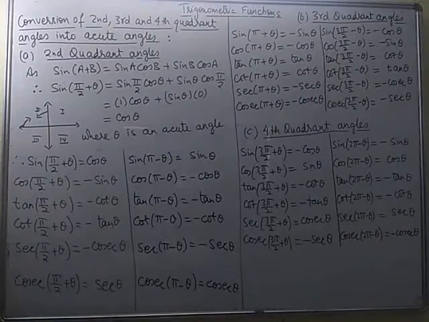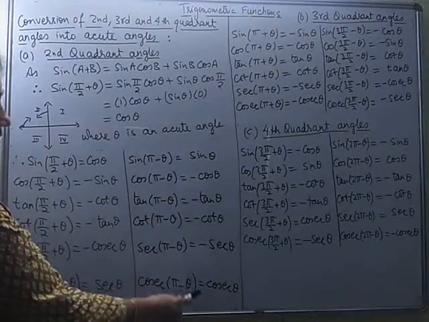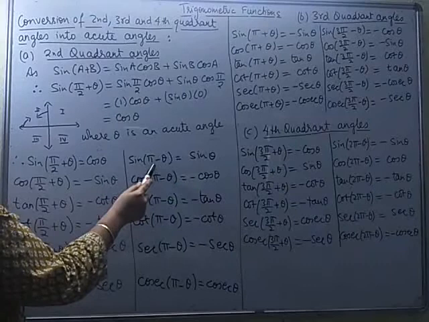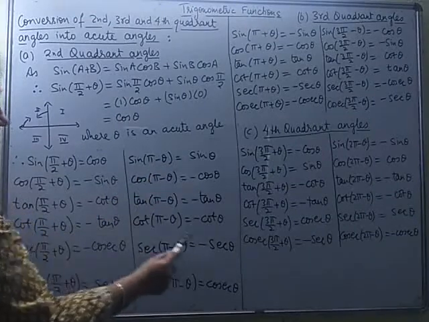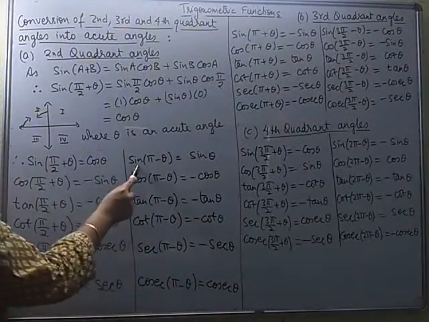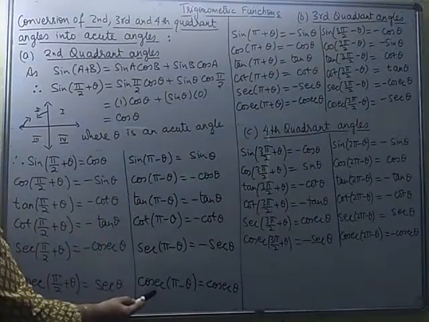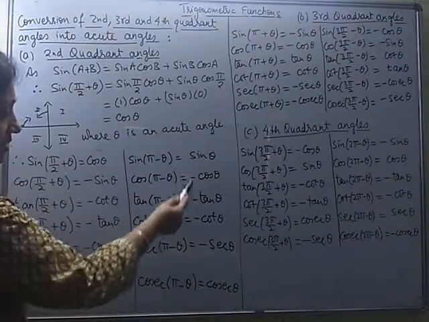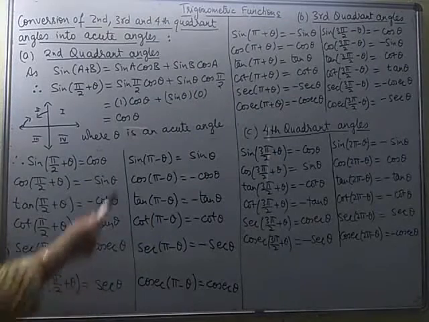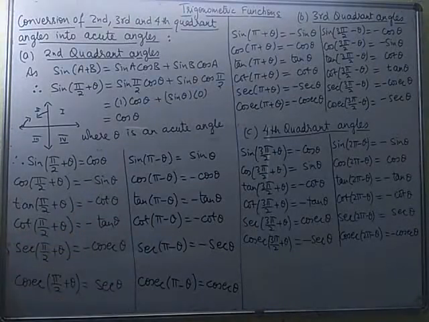What is the only thing you will find? Depending upon which quadrant the angle belongs to, the function will be either positive or negative. You can see sine of that angle is positive, cosec of that angle is positive, rest all are negative, because sine and cosec are the only two functions which are positive in the second quadrant. So this is how you can remember the result. Now applying the same thing on the third quadrant and the fourth quadrant angles.